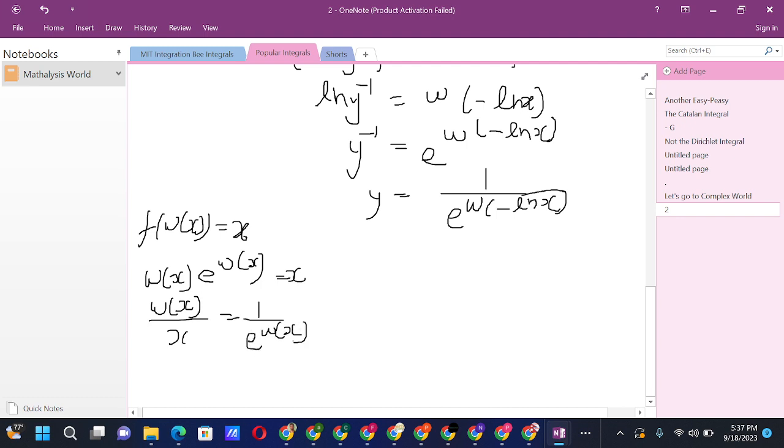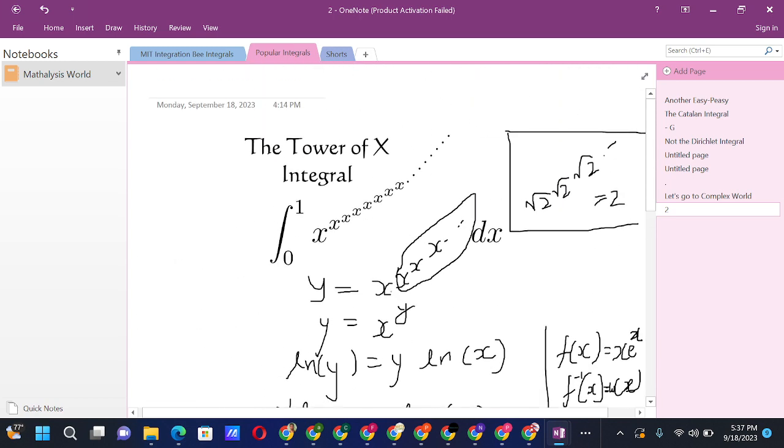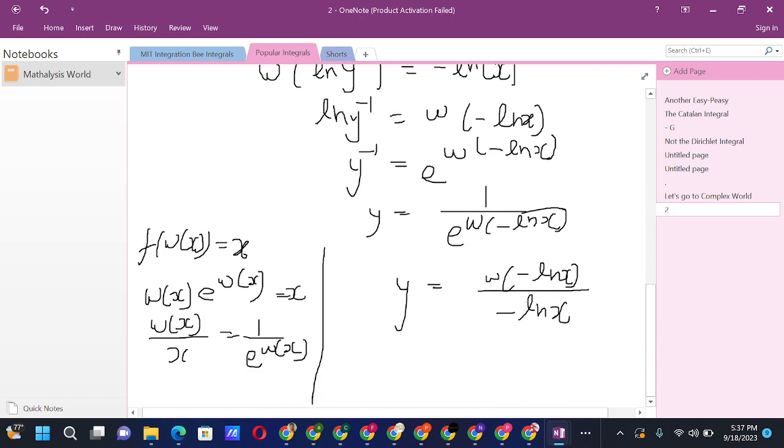So now using that, we can have y equals to Lambert W of negative ln x over negative ln x. Yeah. So we use this formula, and now we have this infinite expression y in terms of a finite expression, which goes like this. So now we will try taking the integral.